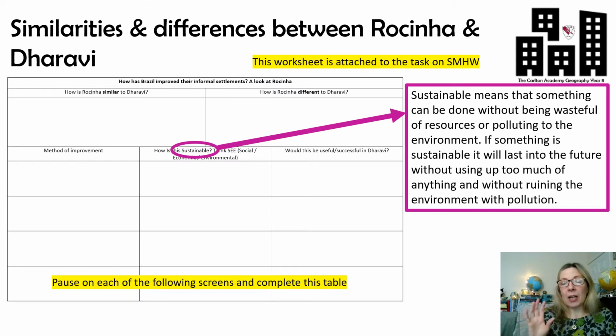So there is a worksheet attached to the Show My Homework note for this lesson. But if you don't have a printer and you can't print off the worksheet, on the next slide in a second I'll show you how to organise your notes. So the important thing to see here is the central column, which is about sustainability. It says, how is this sustainable? Think C-S-E-E, social, economic, environmental. Therefore, you need to have a good grasp of what sustainable means.